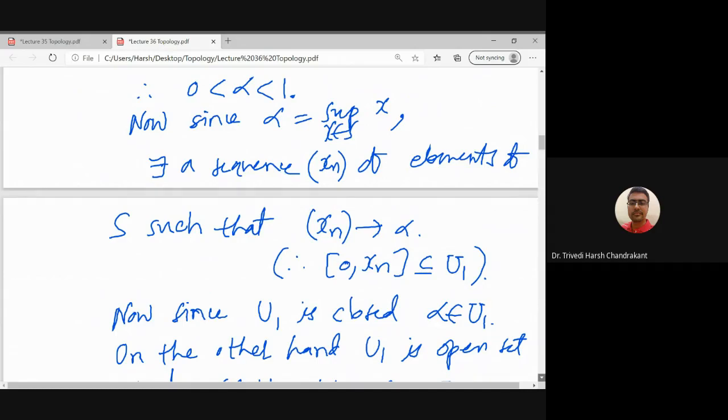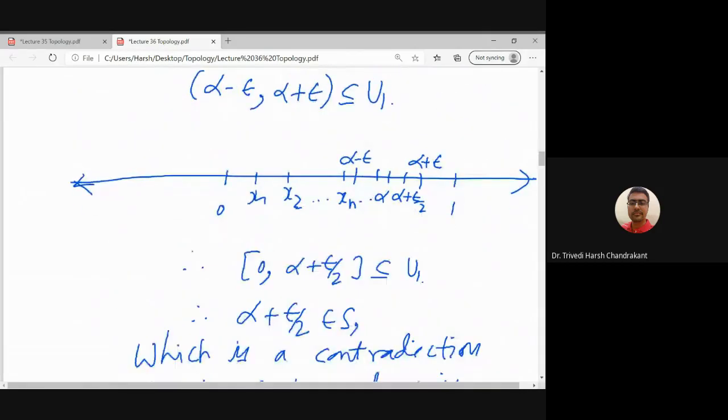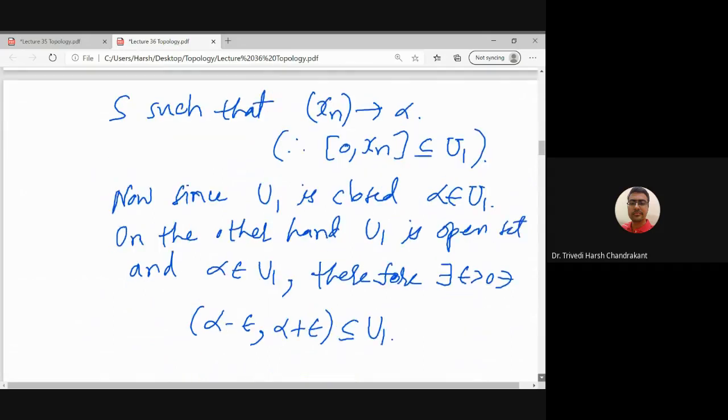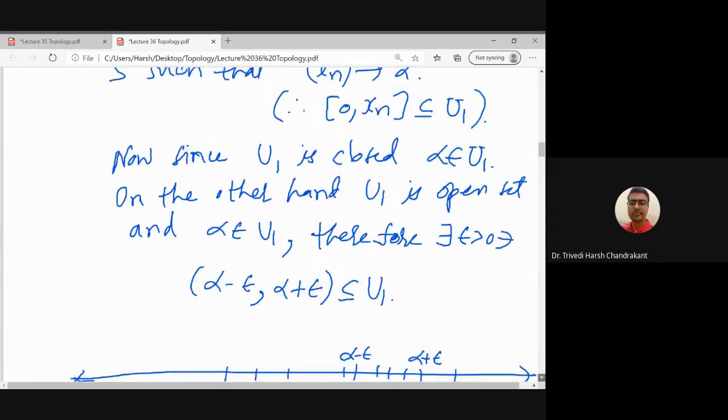And on the other hand, u1 is also open. So it is closed, but it is also open. So if alpha belongs to u1, then it contains an epsilon neighborhood around alpha, which is also contained entirely in u1. So therefore, this epsilon neighborhood around alpha is a subset of u1.